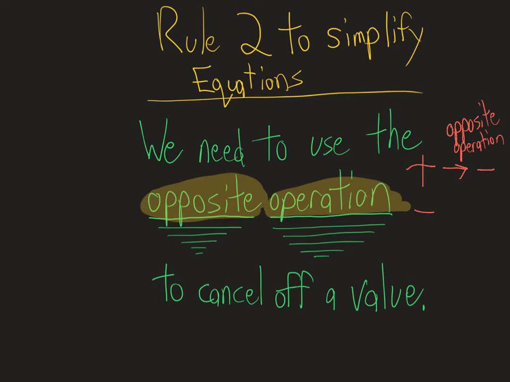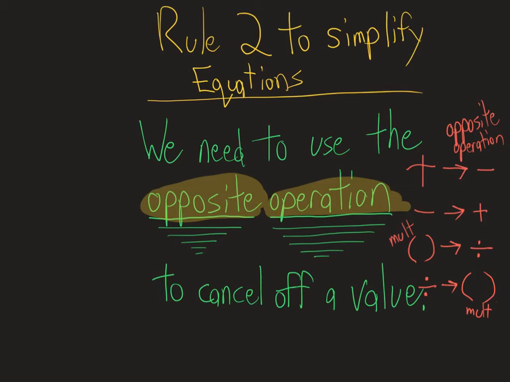Okay? If I have a subtraction, the opposite operation is to add. If I am multiplying, remember parentheses mean multiply. The opposite operation of multiplication, what undoes it, what cancels it, is division. And just like that in reverse, division, if I want to undo that, its opposite operation is to multiply. Okay? So when I say opposite operation, that's what I mean.